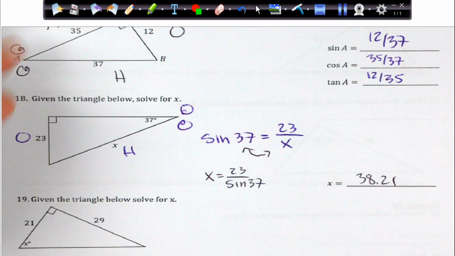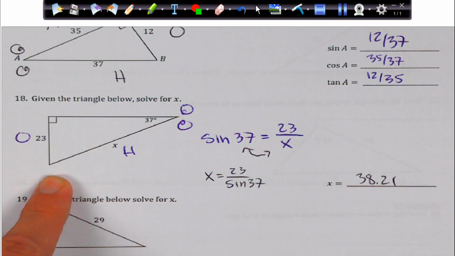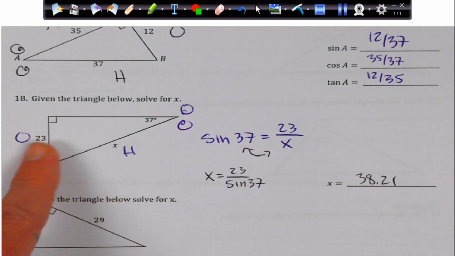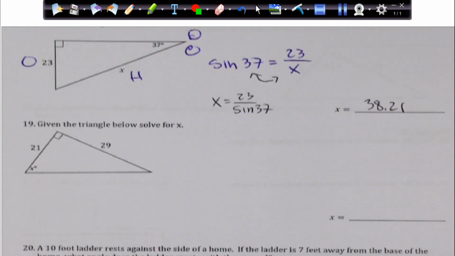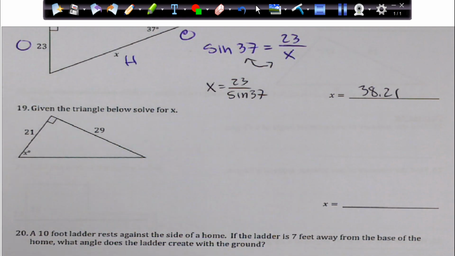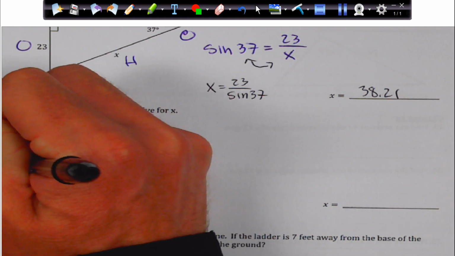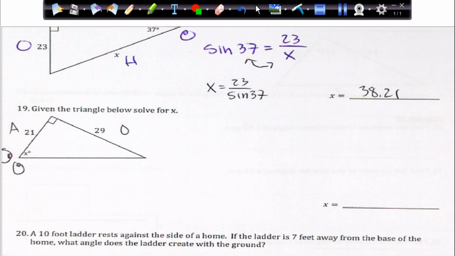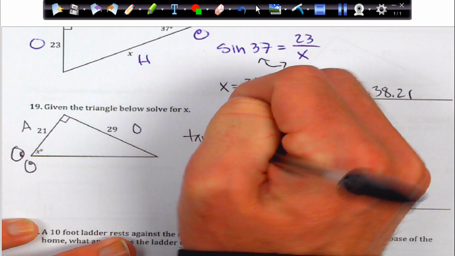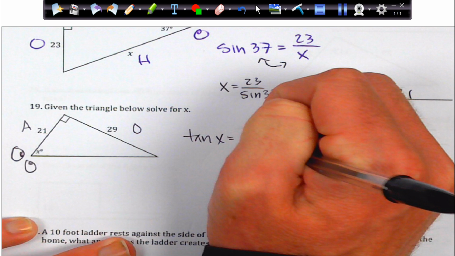And I look at my picture, and does that seem reasonable? My hypotenuse is 38.21. It's bigger than 23, which it should be, as the hypotenuse is the largest side. So that seems reasonable. I didn't get a number smaller than 23, so that makes me happy. All right, from here, googly eyes. We have opposite and adjacent, so we're going to use tan. Tan x equals 29 over 21.